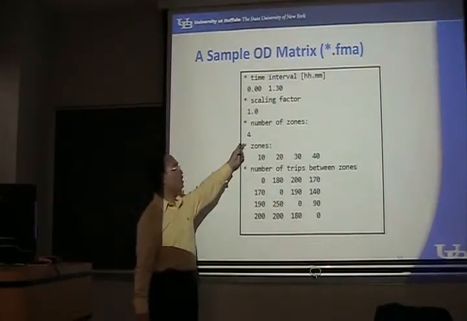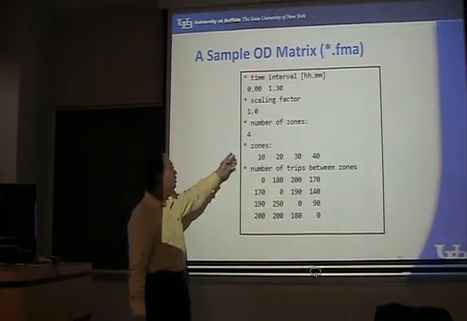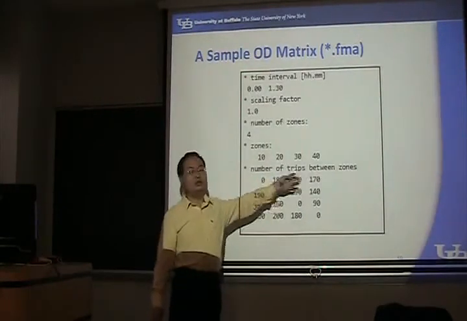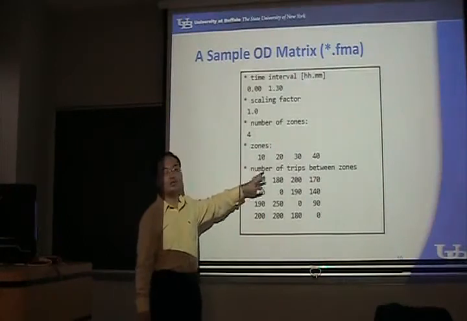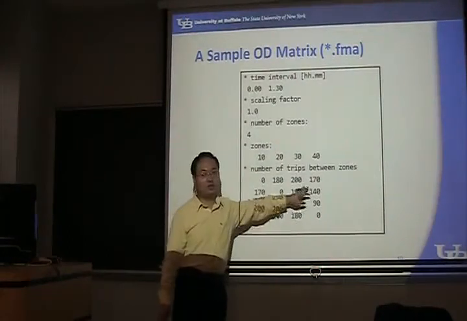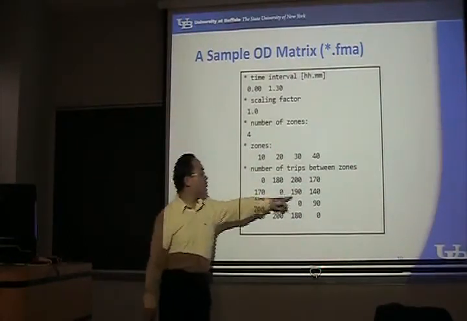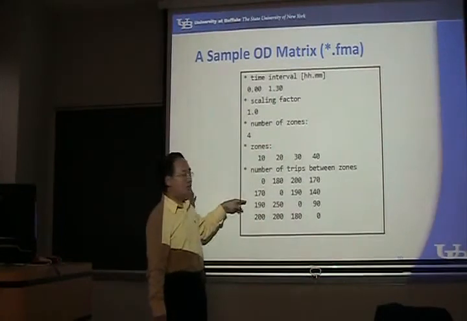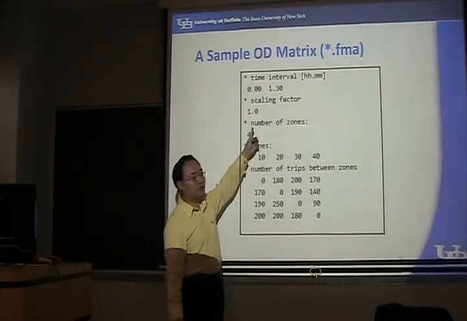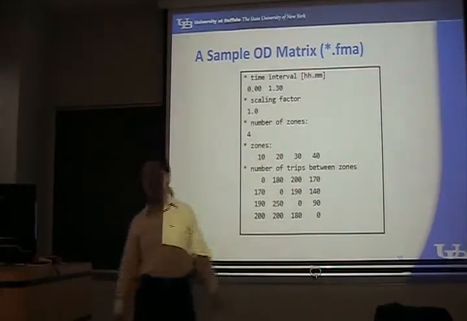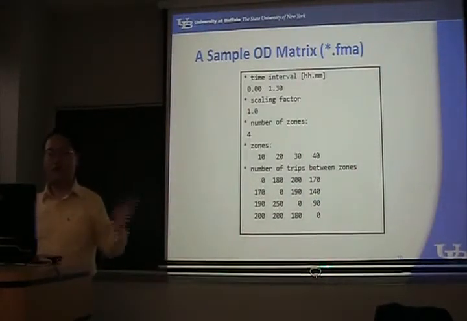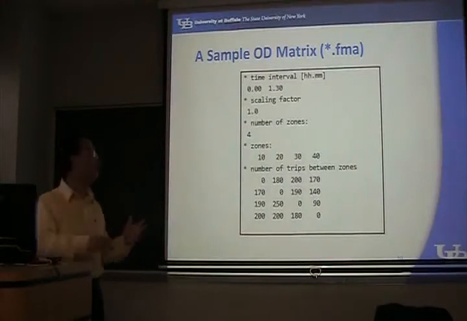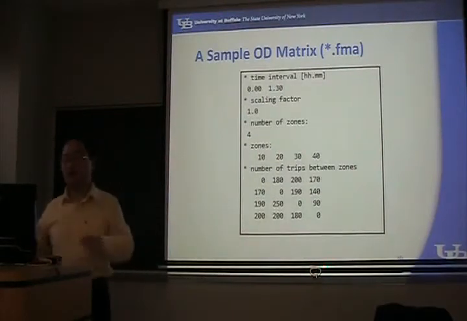And you have to specify the number of zones and the zone IDs. These zone IDs are the same as the ones you define in the parking lot. And this is the OD matrix. For example, this one means from zone 2 to zone 3, within this interval, there are 190 trips. So you have to provide this, and I'm going to upload a simple example so you can follow.